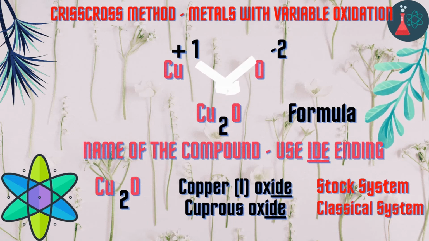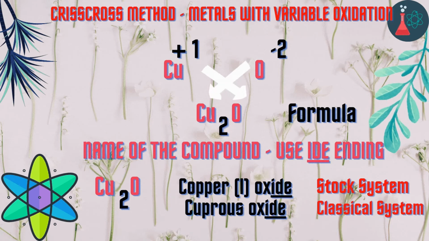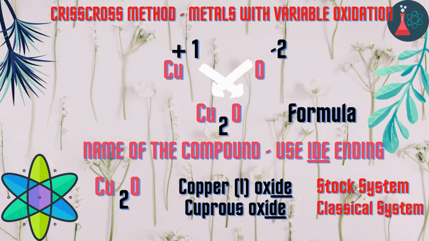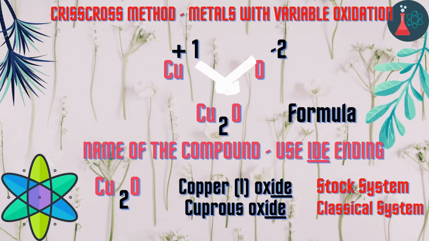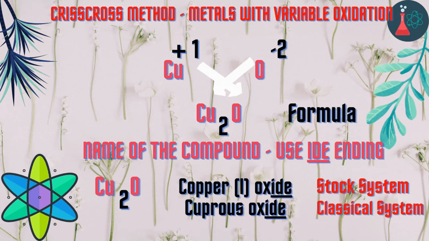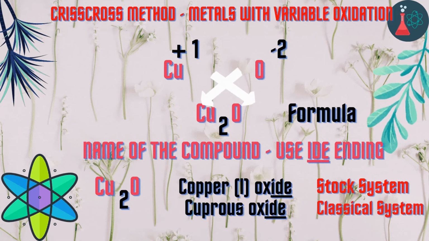So you write first the Latin word cuprum, and since you use the lower oxidation number, you change the ending to OUS to indicate the lower oxidation number. So the correct name will be cuprous oxide. So that's the classical system.